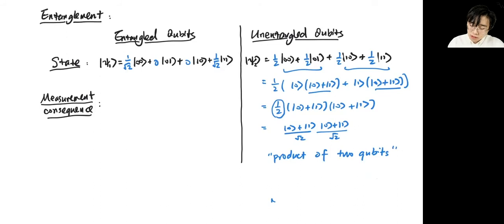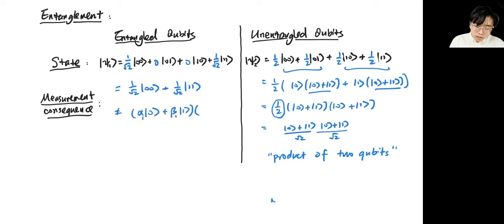Can we do the same thing for our state on the left-hand side? Well, the answer is no. In other words, there's no way to write the state here in this form for any possible alphas and betas.